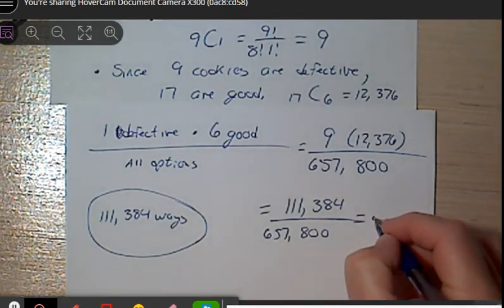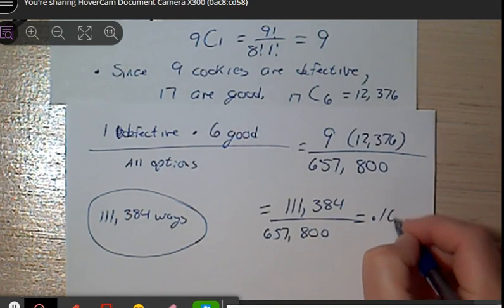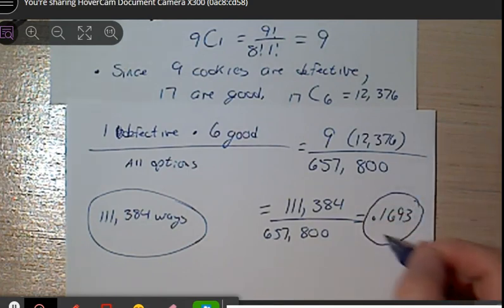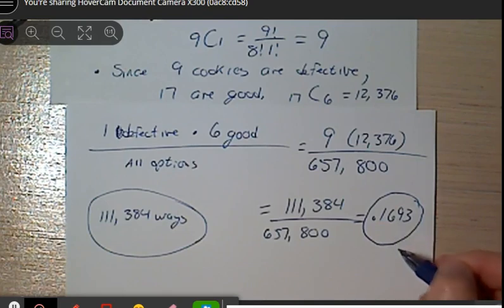For this one, we're going to round this off to 4 decimal places. So the probability is 0.1, or about 17%, really is what it comes down to. So there's a 17% chance that you're going to get 1 defective cookie. Okay, so there's one of the options they do.